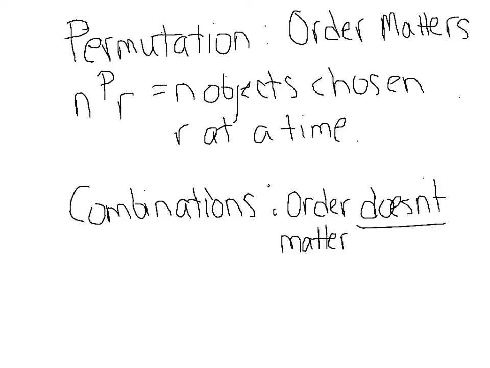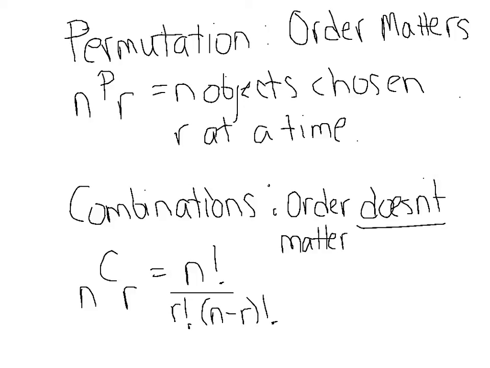And a good thing to remember, too, is a permutation is often about places and individuals, and combinations are about groups. But the formula for a combination is NCR, and it's still N objects chosen R at a time, and it's N factorial over R factorial times N minus R factorial. Okay? So in this situation, order doesn't matter.